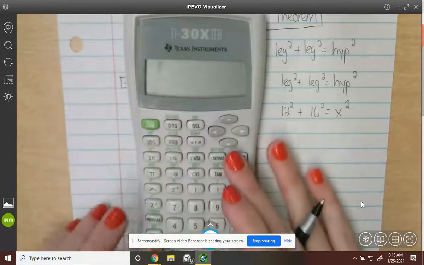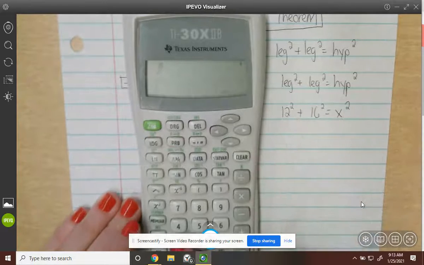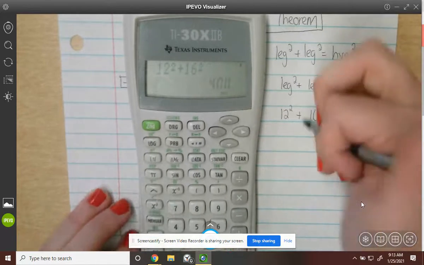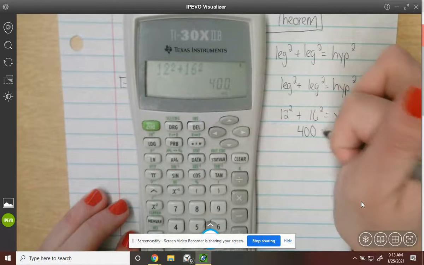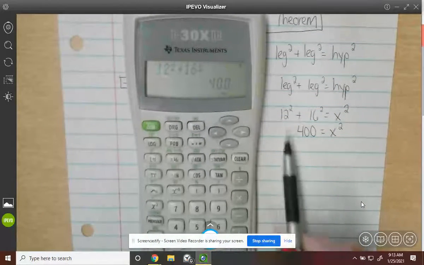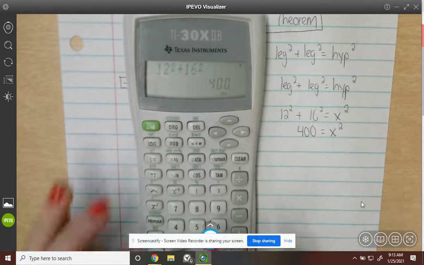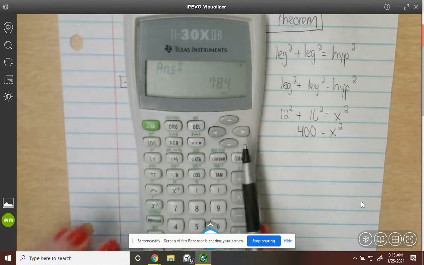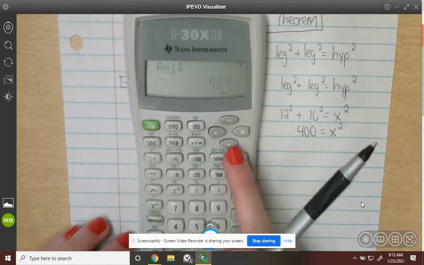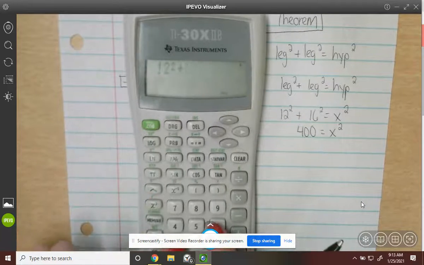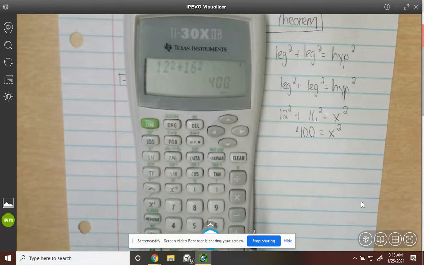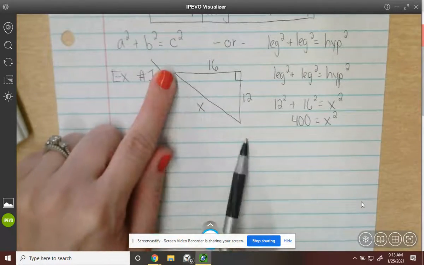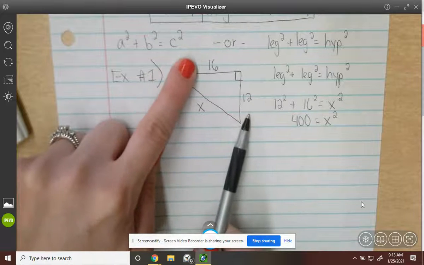So now in your calculator, you can do this all in one step. 12 squared plus 16 squared, and you should get 400. I am not doing 12 plus 16 and then squaring it. If I do that, I get 784. It doesn't work like that. 12 squared plus 16 squared, 400. But 400 is not our answer, because that makes no sense for this to be 400 whenever these are 16 and 12.